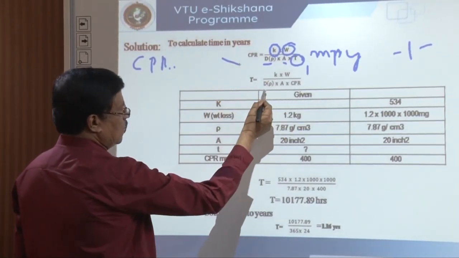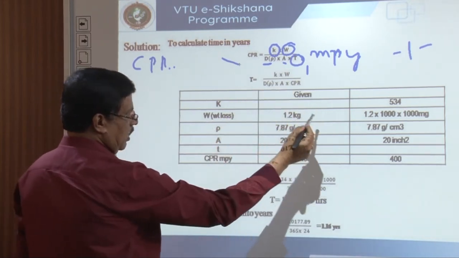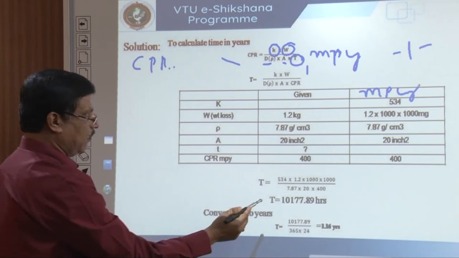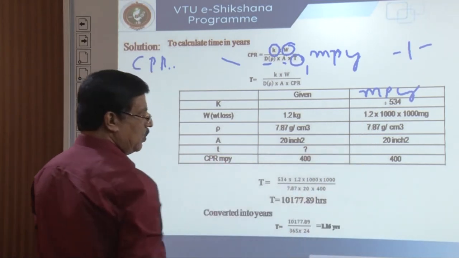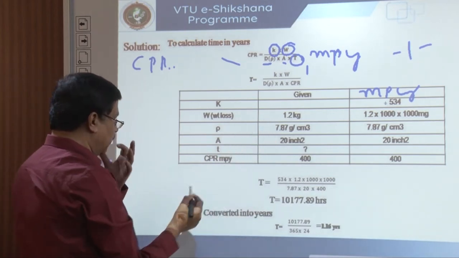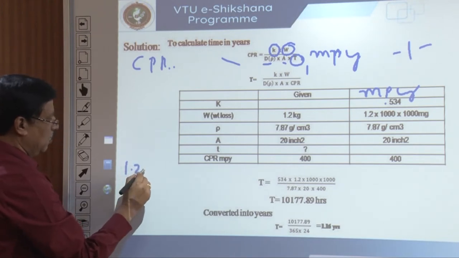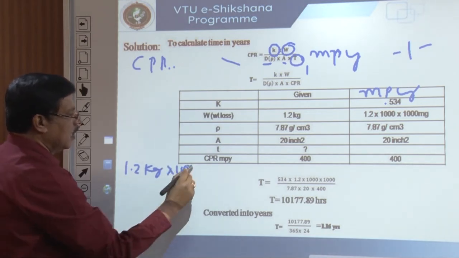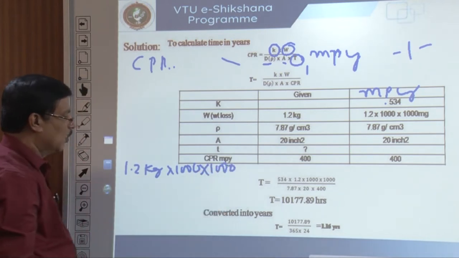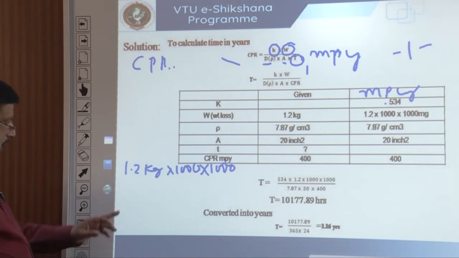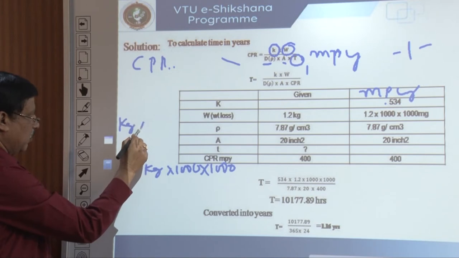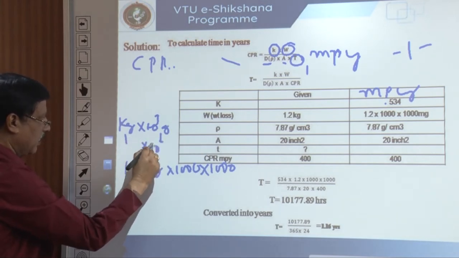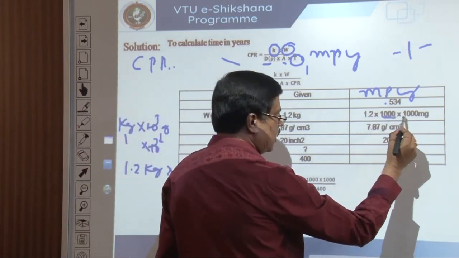T is equal to K W over delta A CPR. Now you know the values are given. This is mils per year. Okay, now here, 1.2 into 1000 into 1000 milligram. 1.2 kg, you multiply by 1000, that is gram, and into 1000 that is milligram. That is the meaning. So kg is converted into gram, that is 10 to the power of plus 3. Then this is gram. Now gram to milligram, again multiplied by 10 to the power of plus 3. That's why you get 1000 and 1000.